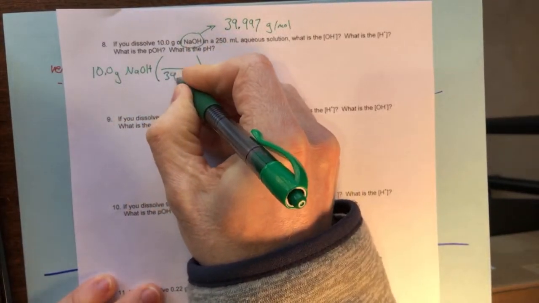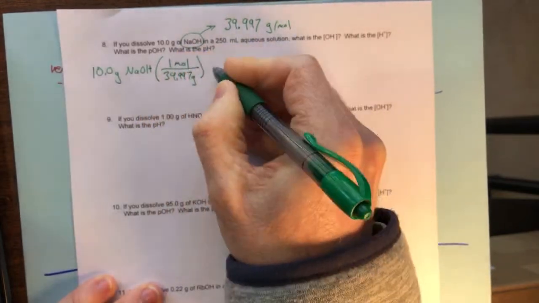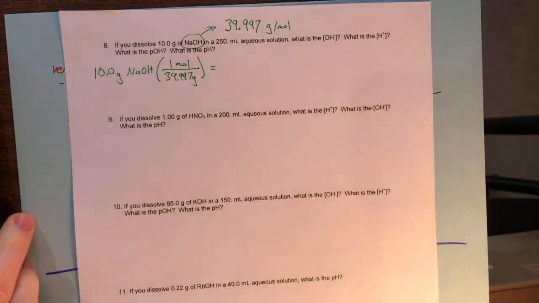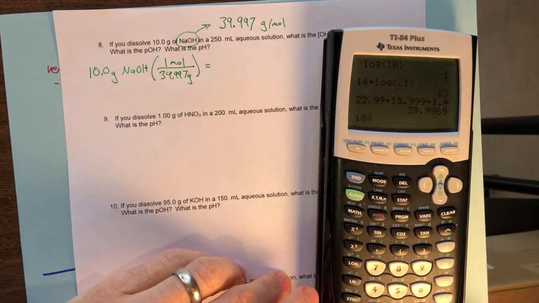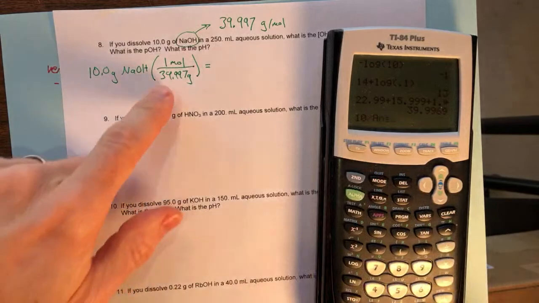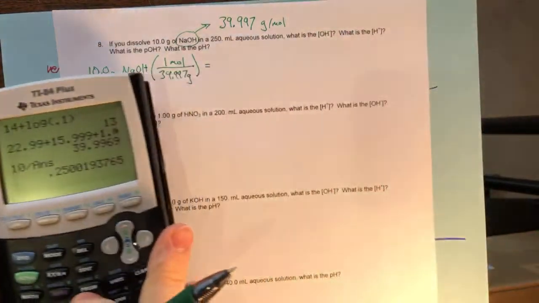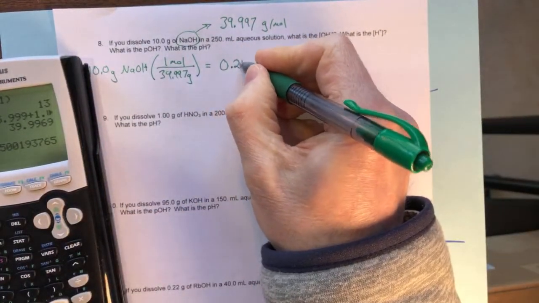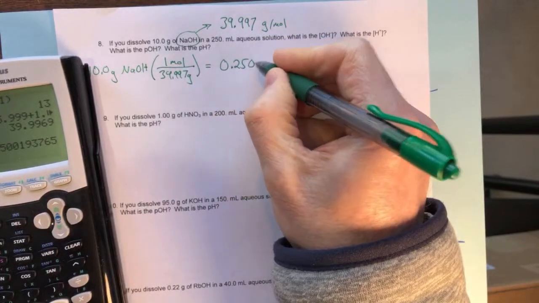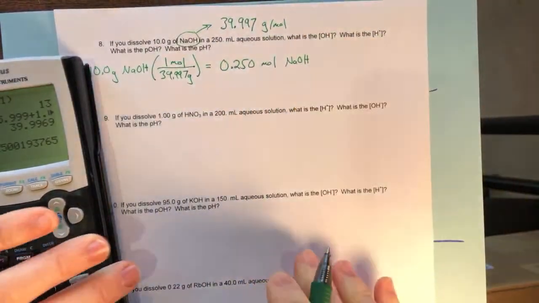That's going to be 39.997 grams is 1 mole of sodium hydroxide. Okay? So that's going to be 10 divided by 39.997. And that's going to be a nice number. Okay? So 0.250 moles of NaOH.